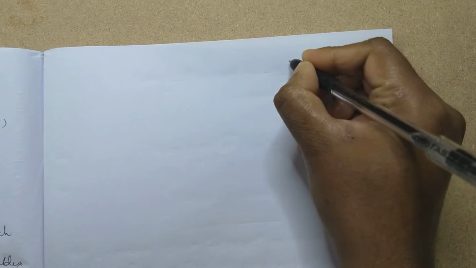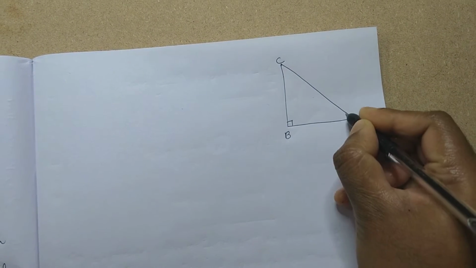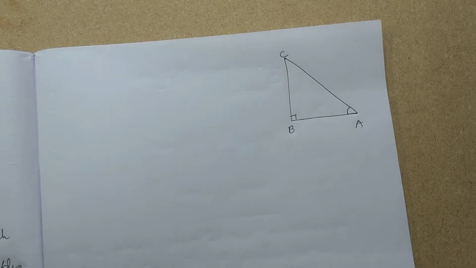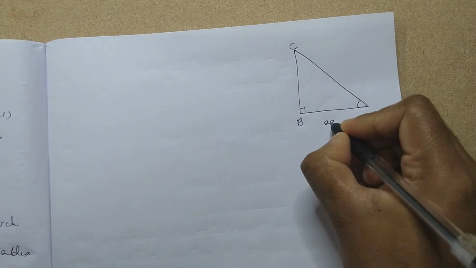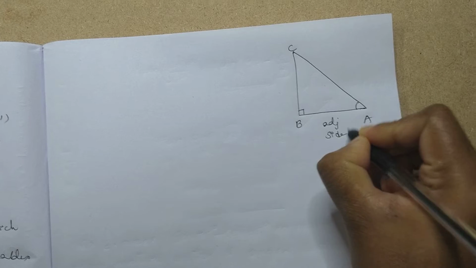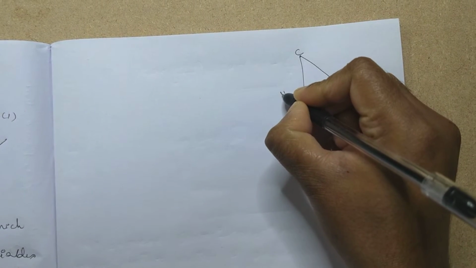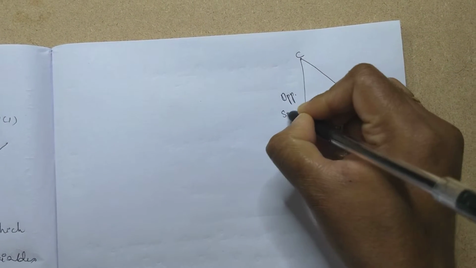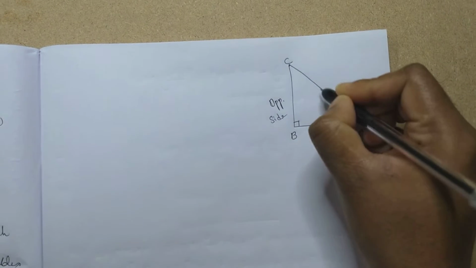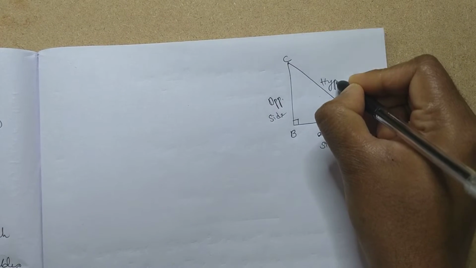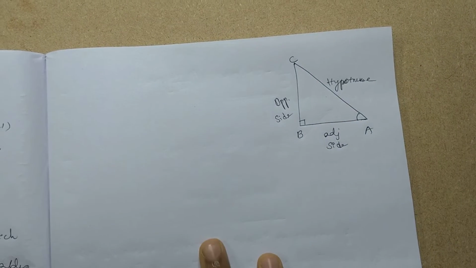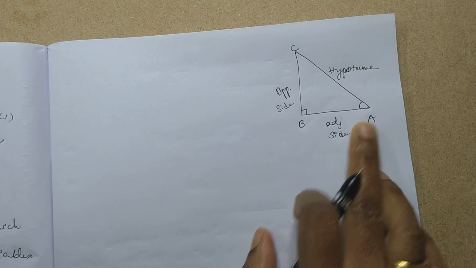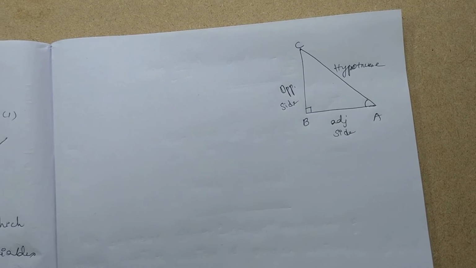This is B, this is C, and it is A. So here I have taken that angle as reference. When you take this angle as reference, this AB becomes the adjacent side, BC becomes the opposite side, and AC becomes the hypotenuse. Correct? Here I have taken angle A as reference.